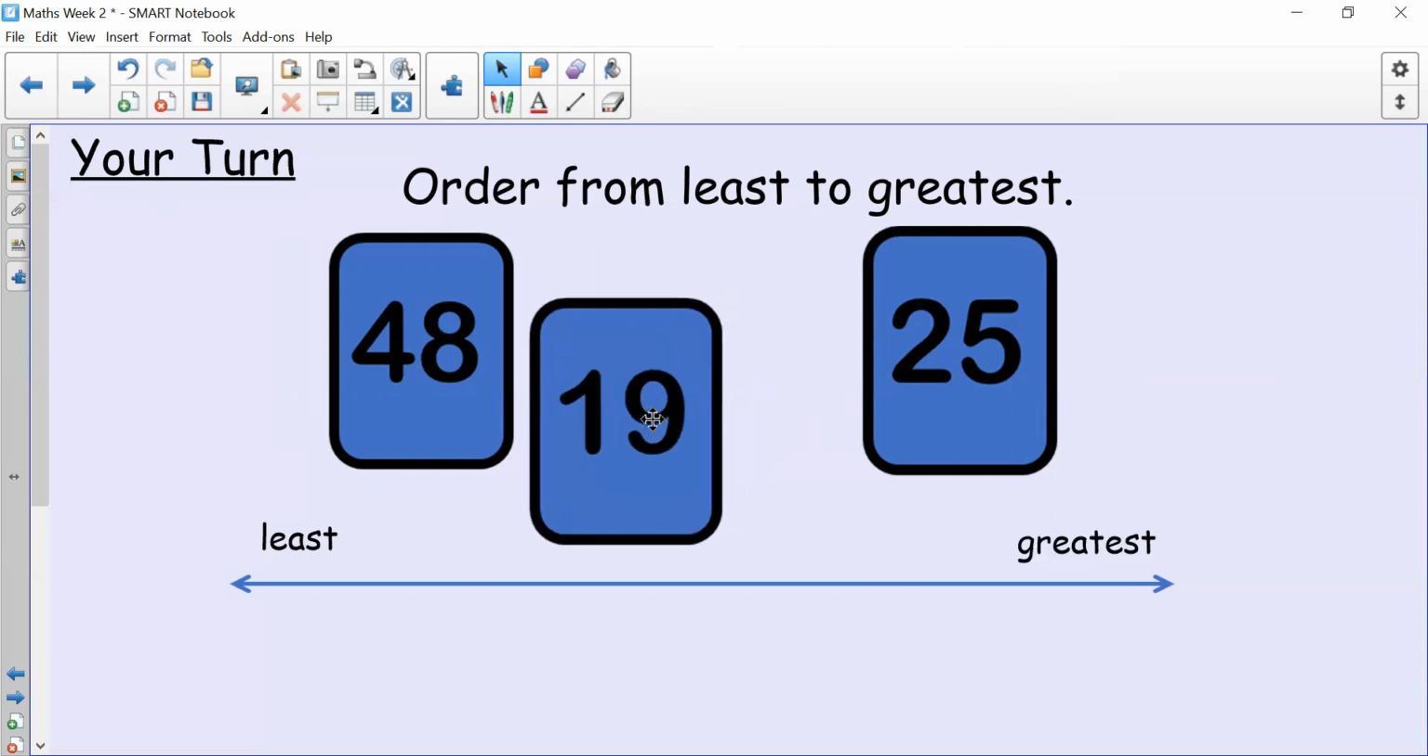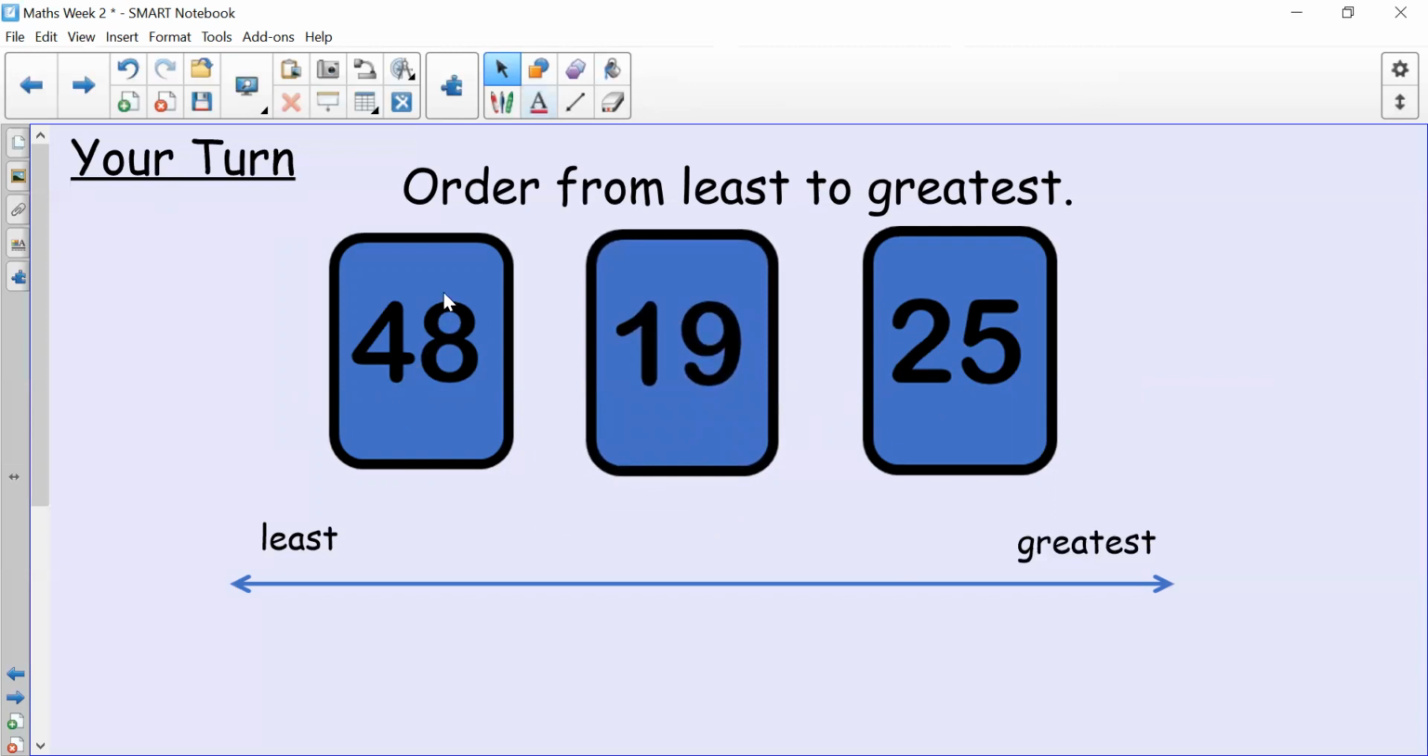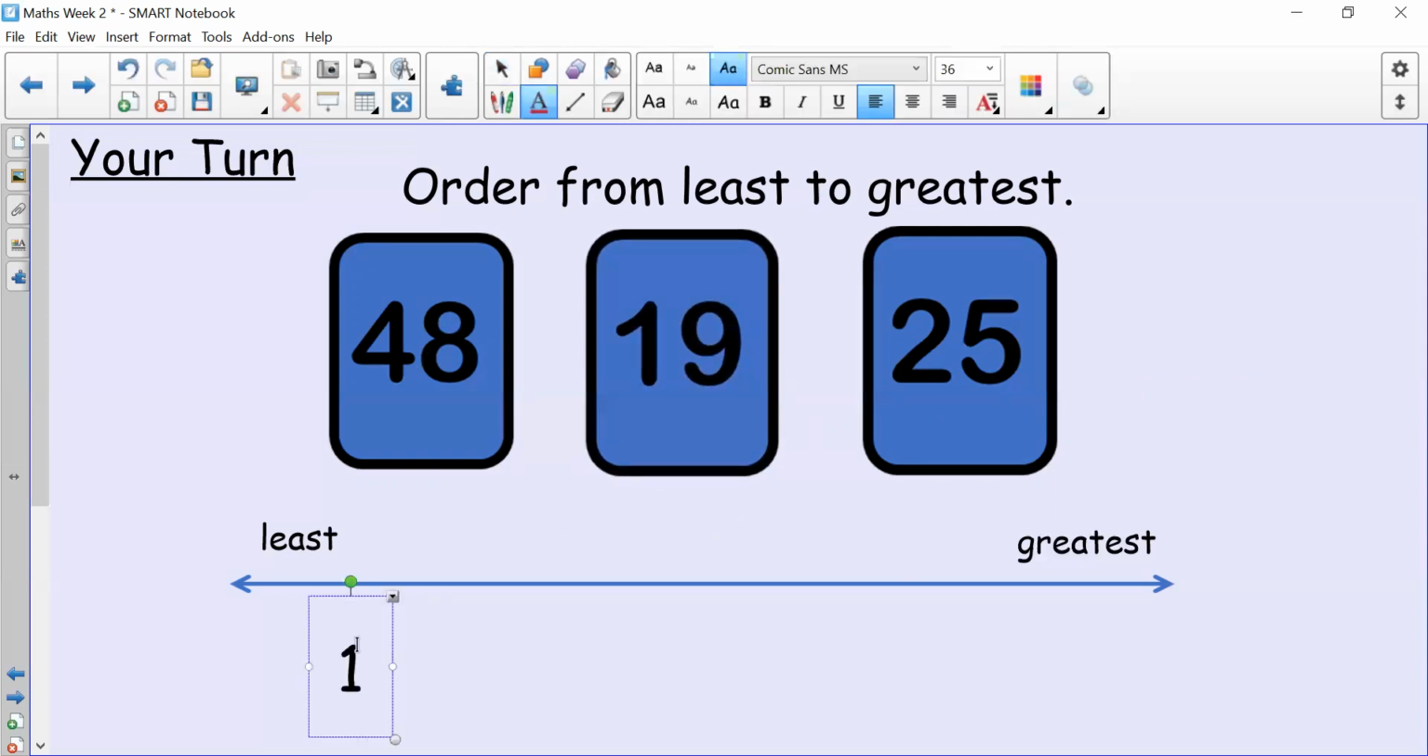19, doesn't it? 19 has the least. So that is my first number if I'm ordering from least to greatest. And which number has the most tens? Which number is going to be the greatest number? That's right, 48 has got 4 tens. So it is the greatest number. Which must mean that 25 goes in the middle.